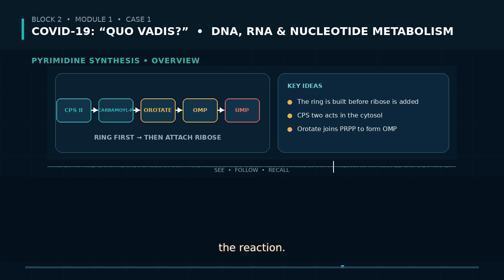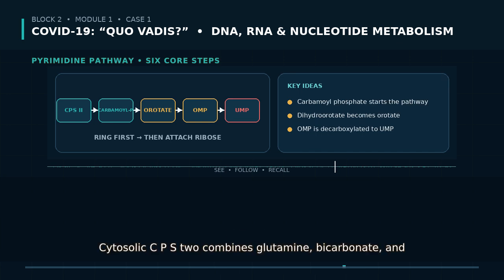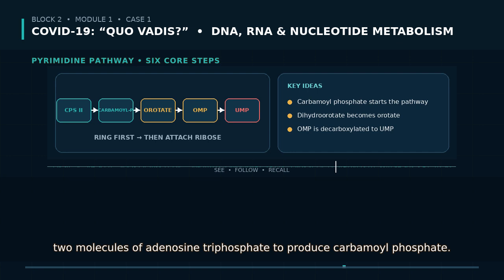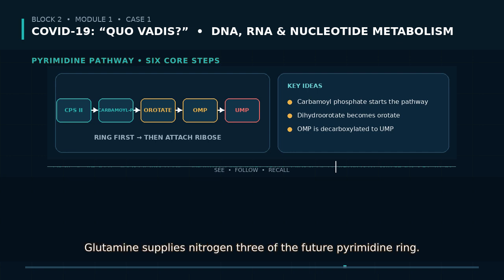OMP is the first pyrimidine nucleotide formed because it contains a base, a ribose sugar, and phosphate. Orotate, by contrast, is only the base. Step 6. Formation of uridine monophosphate. OMP decarboxylase removes carbon dioxide from OMP and forms uridine monophosphate, or UMP. Orotate phosphoribosyltransferase and OMP decarboxylase are the two activities of the bifunctional UMP synthase protein.